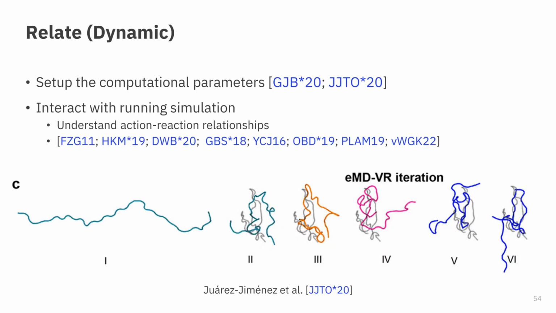The dynamic relation refers to the case when the same visual element appears and can be recognized at different time steps. It was used quite often, since many of the papers we analyzed were concerned with dynamic data. Here, the task is often to set up the computation parameters or understand action-reaction relationships when exploring the results of molecular dynamics simulation.